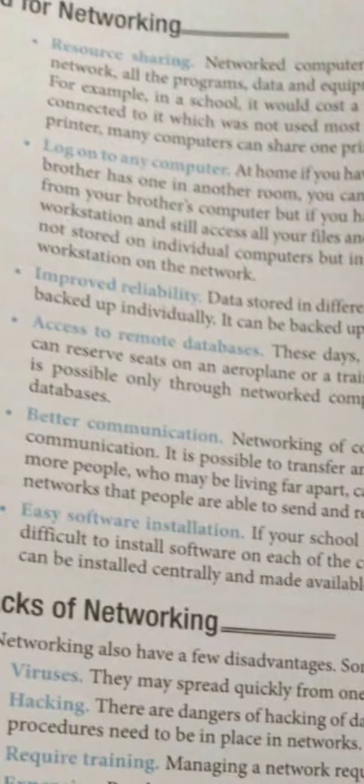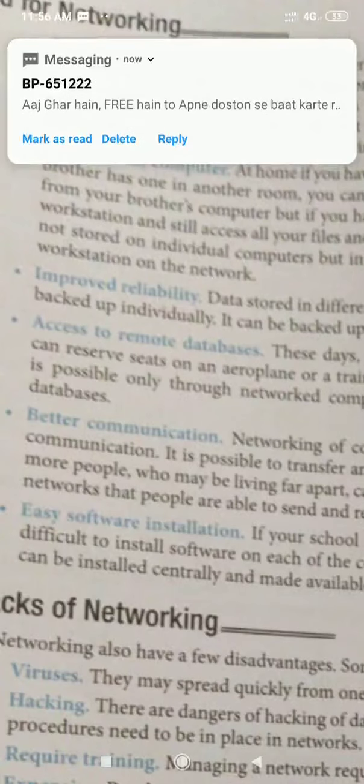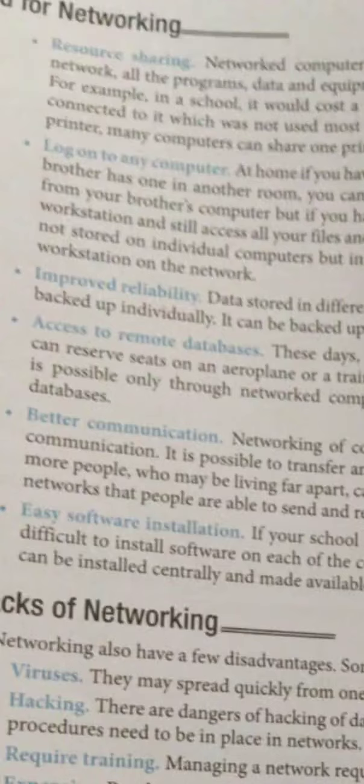Then there is improved reliability. Reliability means that a device can be relied upon. That means we can have faith that a device will work and it will work properly. That is reliability. Reliability is improved in a network because if we have a stand-alone machine and it stops working, then we will face some problem. But when we have a network, if one system is not working, another will work. So we have improved reliability.